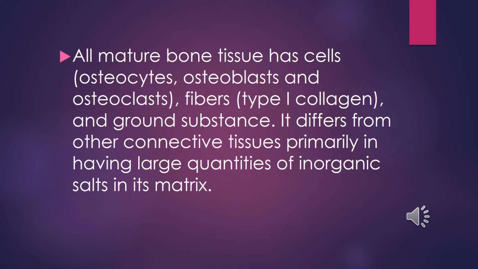In bones present cells: osteocytes, osteoblasts, and osteoclasts. Fibers: collagen fiber type 1. And ground substance. Concerning ground substance, it has a composition similar to the composition of ground substance in cartilages. And very interesting, bones include more inorganic salts in matrix and formed cells. And in this case, bones have very strong composition.